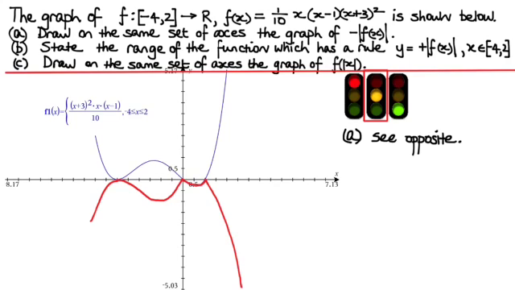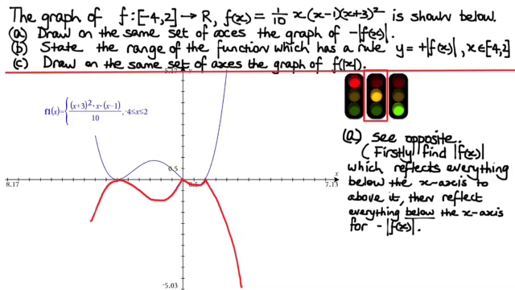Have you done it? Alright, well this is what I think. Now, what did I do? How did I do that? Well, firstly I found the modulus of f of x, which reflects everything below the x-axis to above it, and then I reflected the whole lot of it to below the x-axis to get minus modulus of f of x, okay? Do you agree with me? I think it's pretty straightforward.